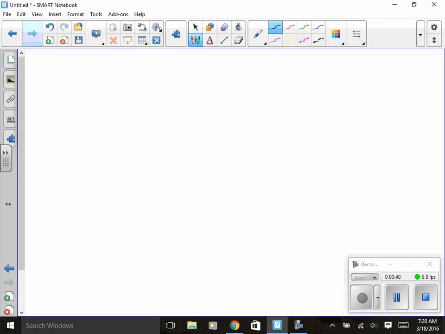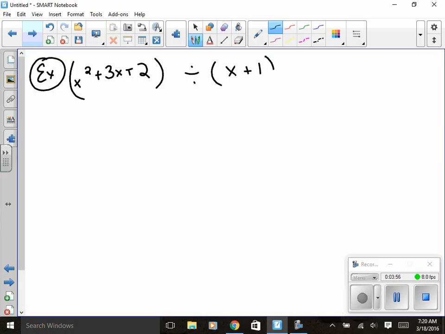When you have a binomial with your division. So for instance, if I want x squared plus 3x plus 2 divided by x plus 1. Okay, now this gets a little bit different. We're going to set this up as a long division so that x plus 1 goes on the outside.